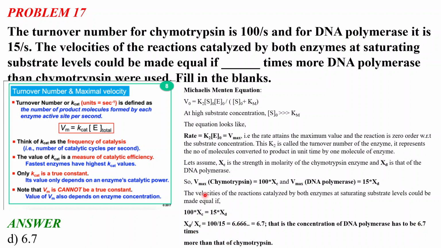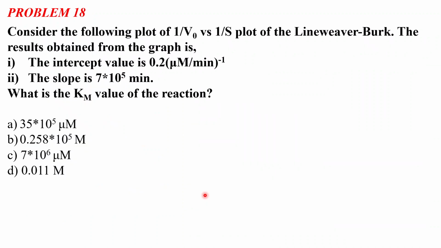Now let me go to the next problem. Problem number 18 says, consider the plot of 1 by V0 versus 1 by S, the Lineweaver-Burk plot. The result obtained from the graph is that the intercept value is 0.2 micromolar per minute and the slope is 7 times 10 to the power 5 minute. What is the Km of the reaction? Your options are number A 35 times 10 to the power 5 micromolar, number B 0.258 times 10 to the power 5 molar, number C 7 times 10 to the power 6 micromolar, and number D 0.011 molar.